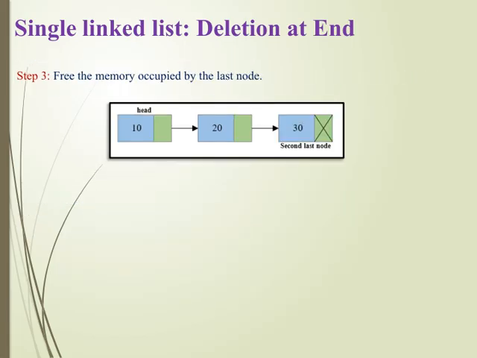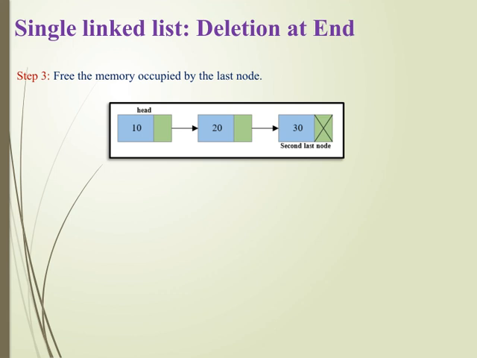All right, now we've reached the final step in deleting a node at the end of a singly linked list. After we've updated the second last node to point to null, the last step is to free the memory occupied by that last node. This is a crucial part because, in programming, if we don't release the memory, it can lead to memory leaks, which can cause problems down the line.